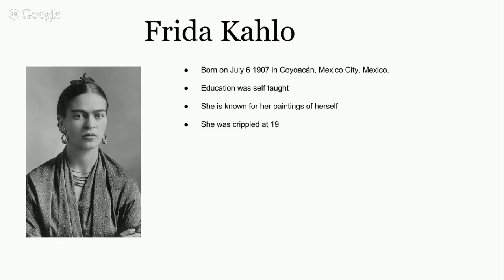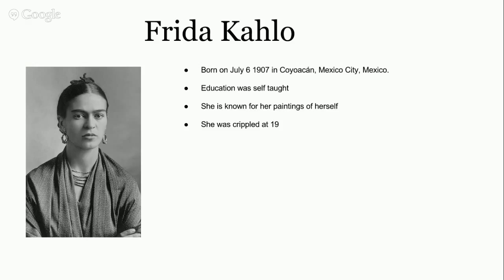So who we're talking about here is Frida Kahlo, and she was born on July 6, 1907 in Coyoacán, Mexico City, Mexico. She is self-taught in her education, and she is also known for paintings of herself. One of the main things associated with her life that may have had a great impact on her painting is that she was crippled at the age of 19. So definitely it shows that she was trying to express herself through her art and her paintings, where maybe she couldn't physically go herself.